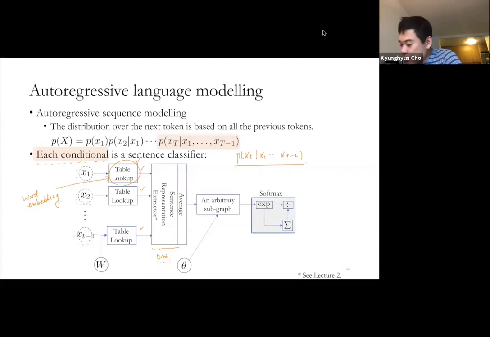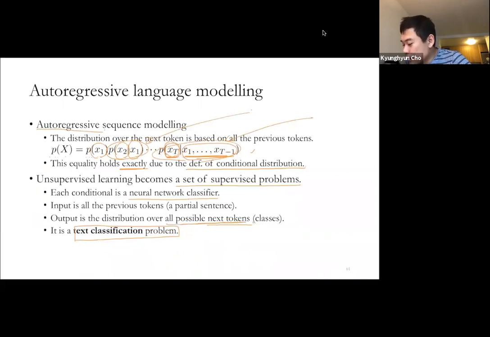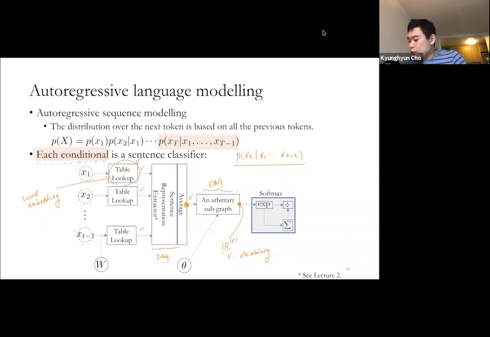Once we get this sentence representation, which is the output of this directed acyclic graph, we can have yet another arbitrary subgraph, because we might want to make a very deep network here. That network is going to have some parameters theta, and its output should be in R to the size of the vocabulary, where V is the vocabulary. What is this vocabulary? If we go back, it is all possible next tokens. So the vocabulary consists of all possible next tokens, and we need to get a score for all of them. After softmax, what we get out is a probability: a categorical distribution over all possible next tokens given all the previous tokens.